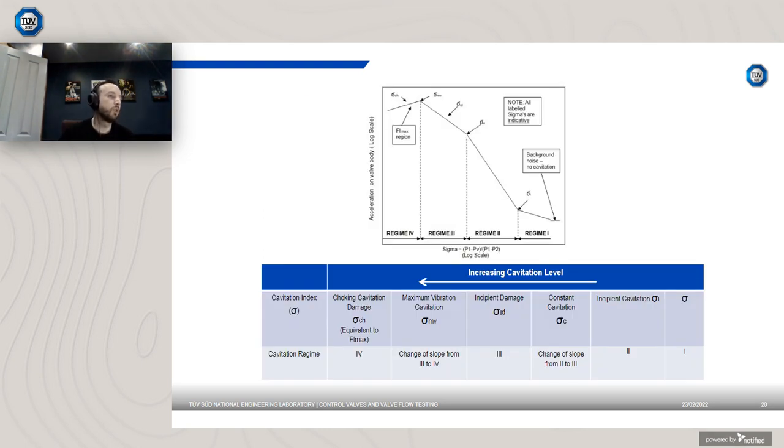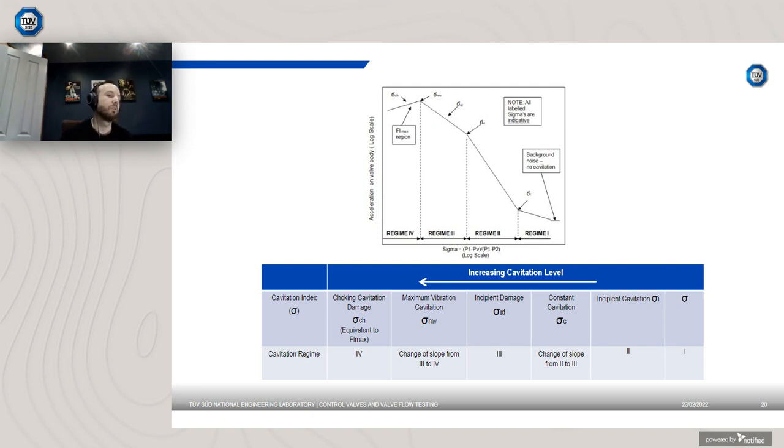This is quite a useful chart in understanding what sigma means. So on the y-axis, we've got acceleration on the valve body. You can just think of that in terms of the intensity of the cavitation. And you've got sigma on the bottom, and you actually read it from right to left, because a lower sigma indicates a more intense level of cavitation.